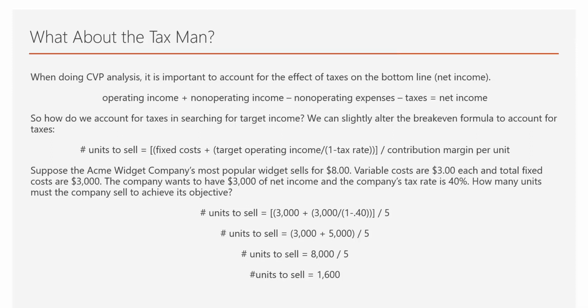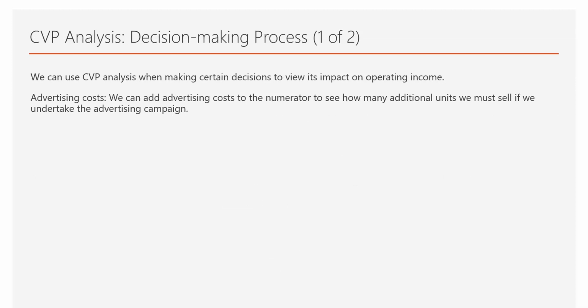We can take into account taxes and not have to worry about the tax man coming and giving us a surprise when he knocks on the door. We can be ready for him. So now let's take a look at the decision-making process. We can use CVP analysis when making certain decisions to view its impact on operating income.